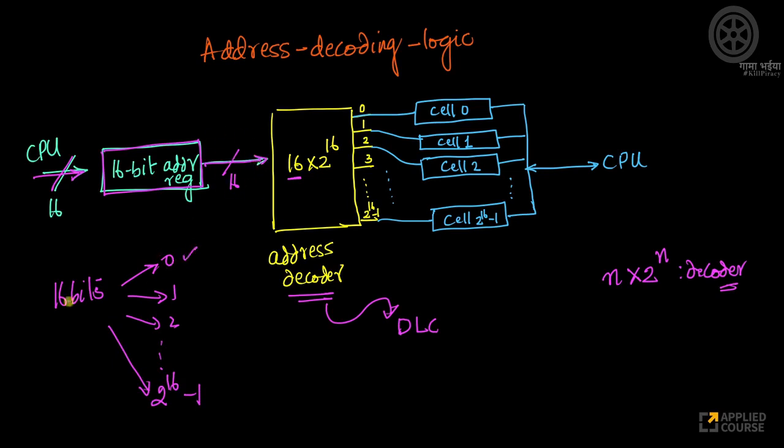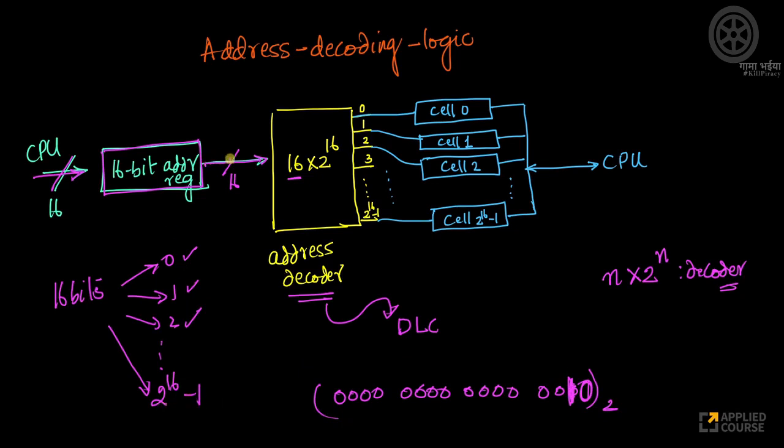It could be 0. If all the 16 bits are 0, it is 0. If the 16 bits are like this, 0, 0, 0, 0, 0, 0, 0, 0, 0, 0, 0, 0, 0, 0, 0, 1, it corresponds to value 1. If the 16 bits are like this, it corresponds to address 2. If all of them are 1s, it corresponds to 2 power 16 minus 1.